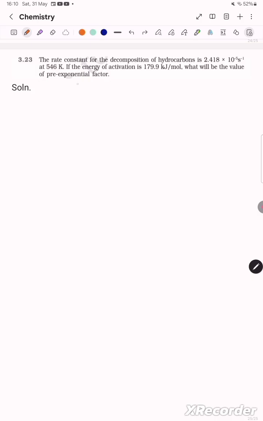So what you have to do is first write down all the variables and write the Arrhenius equation. So what is the Arrhenius equation? K is equal to A e to the power minus Ea by RT.